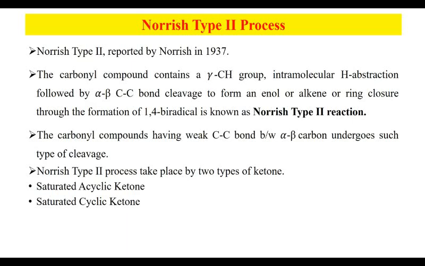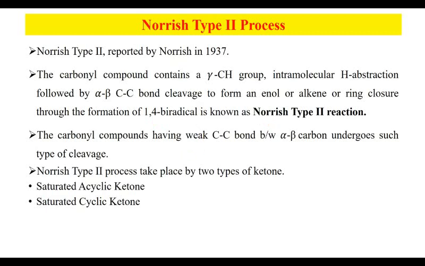What are Norrish Type-2 reactions? The carbonyl compounds having a gamma hydrogen undergo intramolecular hydrogen abstraction followed by alpha-beta carbon-carbon bond cleavage. The products are enol and alkene. Enol is tautomerized to keto form, or ring closure occurs through the formation of a 1,4 biradical. It is Norrish type 2 reaction.